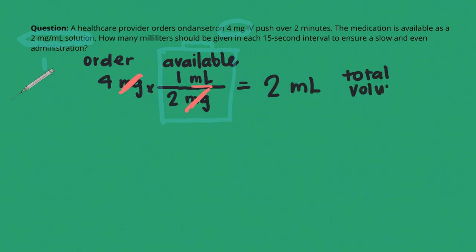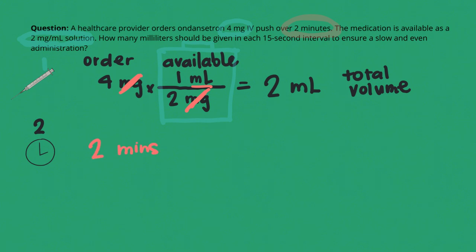Now we have step 2. Step 2 involves our watch, or our time, our clock. Now for this information, we occasionally need to do calculations, but sometimes it's just given to us in the question. We look up here, we see 2 minutes. So our total time to give it over is 2 minutes.